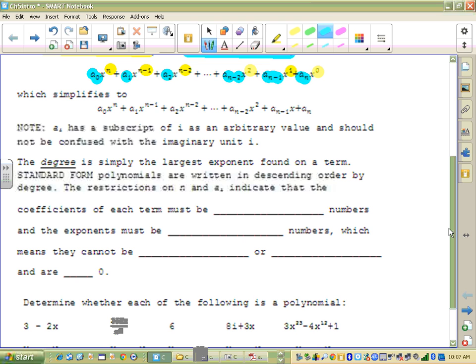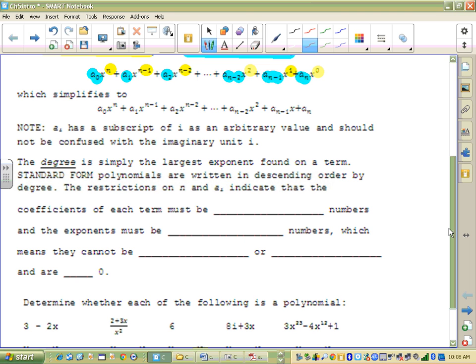Okay, so the degree is simply the largest exponent found on a given term. Standard form polynomials, this will actually help somebody later down the road in one of the upcoming pages. Standard form means descending order by degree. In other words, if we have a quadratic term, a term with an exponent of 2, it should be written before a term with an exponent of 1, before a linear term. Biggest to smallest on the exponents.